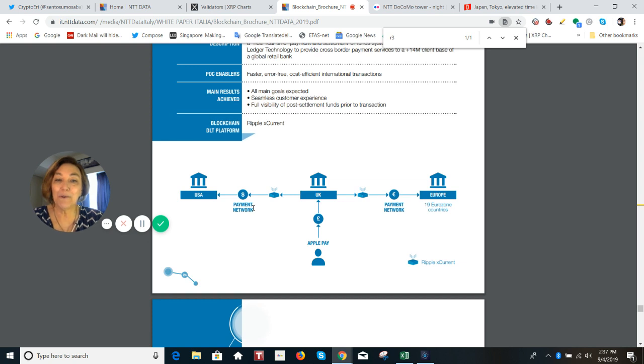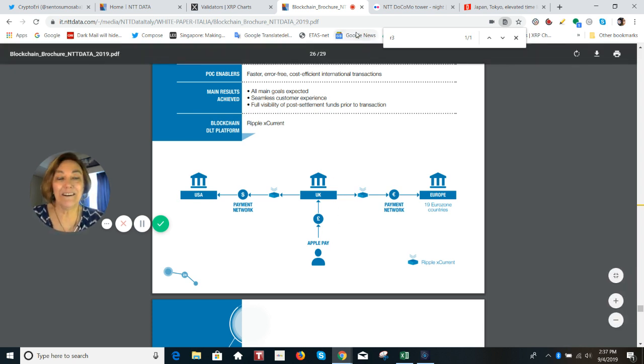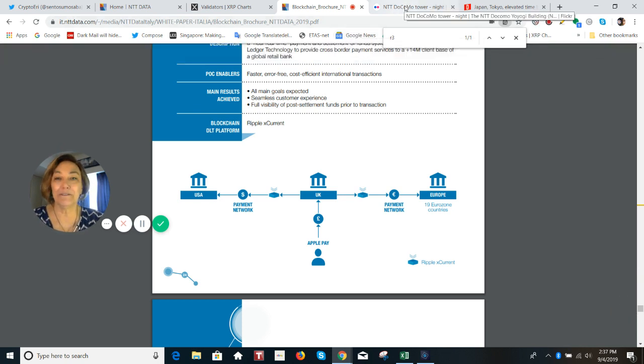But what is so surprising, I guess, for me is that you can see the UK bank sitting in the middle, moving money from the US into the Eurozone. Yeah, this is actually 19 different countries. And there is a seamless customer experience with Apple Pay. So anyway, I will put this link to the PDF in the description below because I think all the use cases are really, really fascinating.